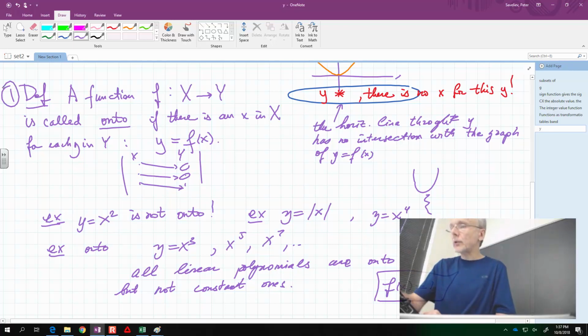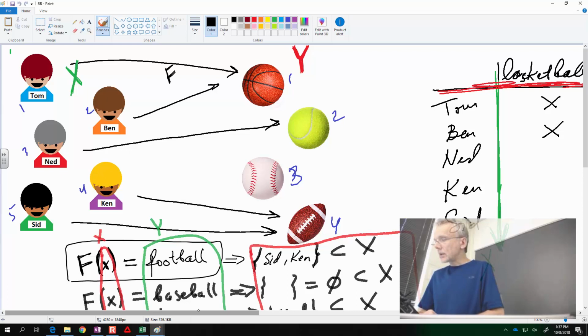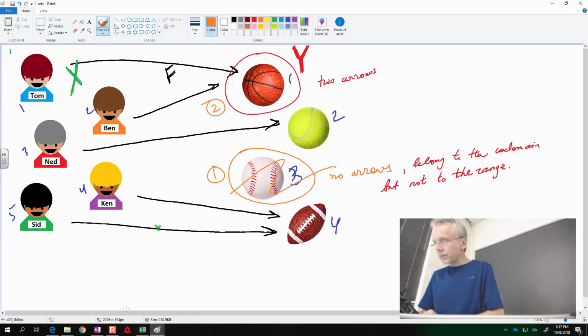Issue number 2, as we saw in the picture, is not the missing values as here, but rather too many values. There are two arrows arriving at one destination. So there might be some conflict here. If both of them prefer to play basketball, there might be an issue there. Okay, so let me try to make it more precise.